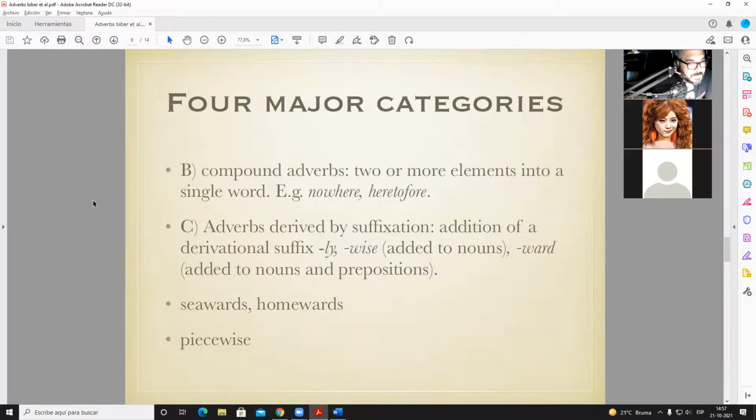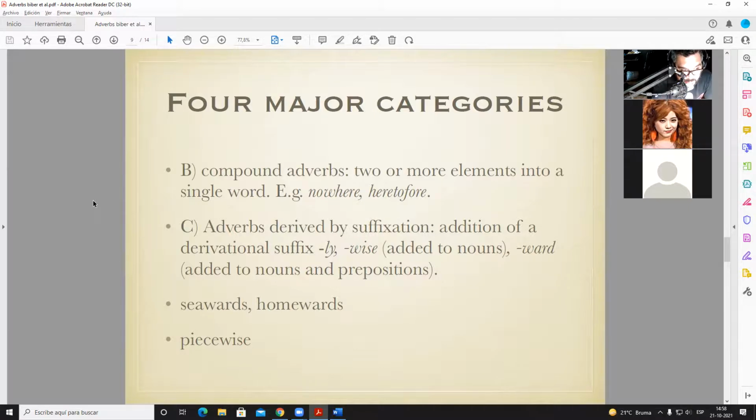Four major categories. B, compound adverbs: two or more elements in a single word. Nowhere, heretofore. Here we are going to find these really weird adverbs that apparently are quite formal and with a very specific register, right? So you are going to use them under very specific circumstances. C, adverbs derived by suffixation, addition of a derivational suffix: ly, wise, or word.